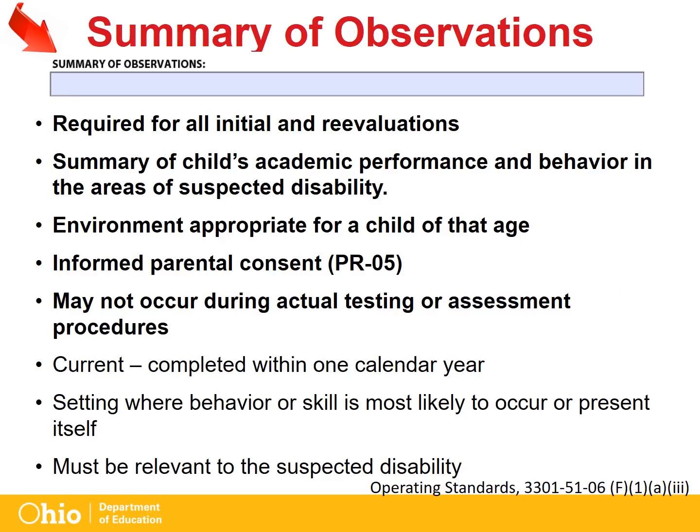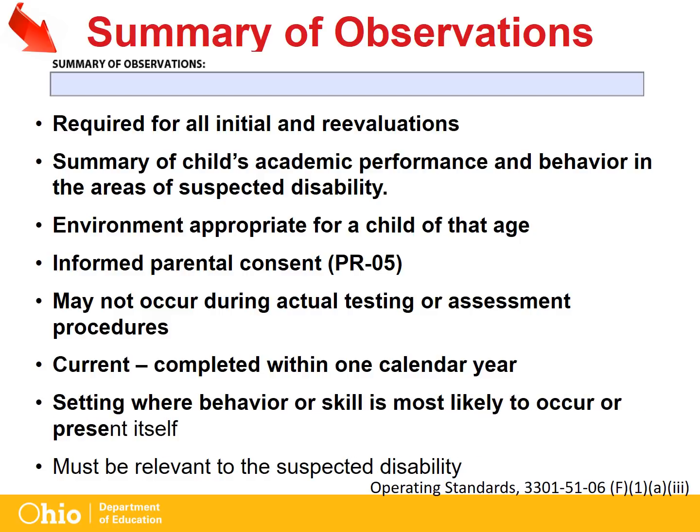Observations may not occur during actual testing or assessment procedures. They must occur in the child's natural learning environment and be current. Current classroom-based observations are considered current if they have been completed within 1 calendar year. Observations must be done in the setting where the behavior or skill in question is most likely to occur or present itself. The observation must be relevant to the suspected disability.